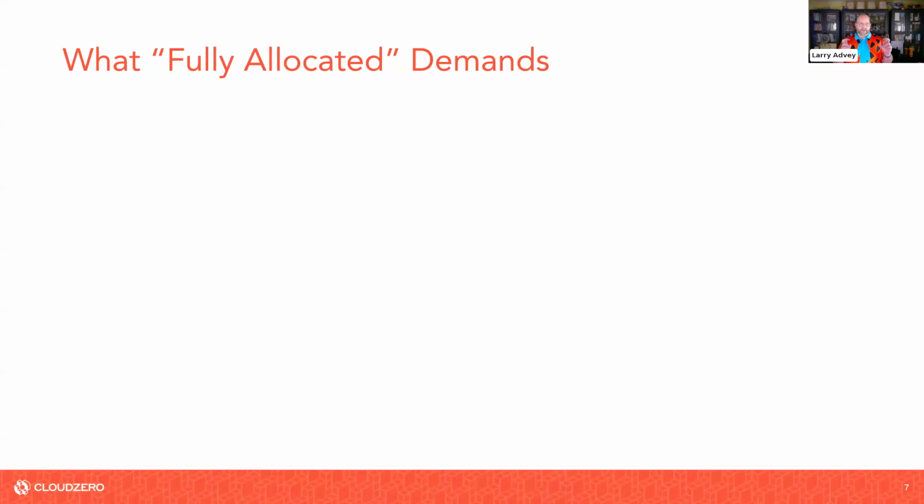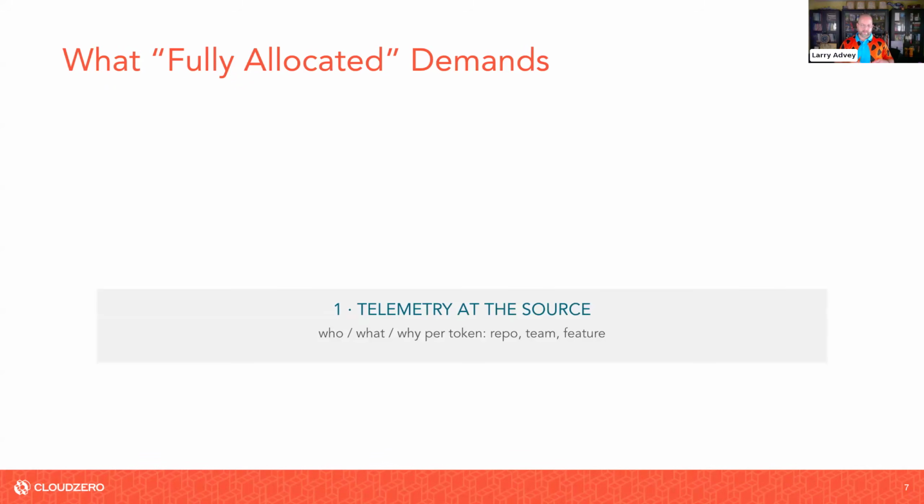And what does fully allocated mean? What does this demand? What does this need at the end of the day? So first and foremost, you need some level of telemetry at the source. Who did what, was it, and why, per token? So what's the repo? What's the team? What's the feature? It's this granularity of data that you could ask somebody, what did you work on? And they could tell you, right? But it's going to be some percentage inaccurate. And this tells you the what, and then it answers, well, why did we spend X, Y, and Z on this particular person with AI, right?